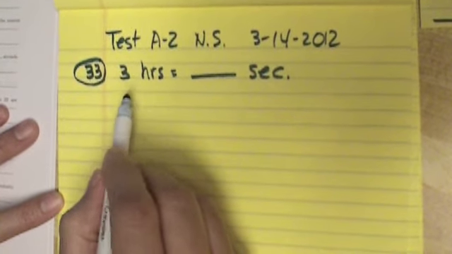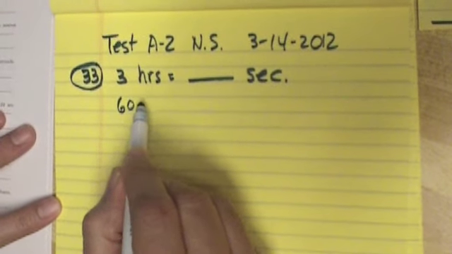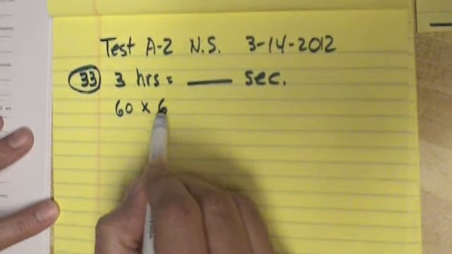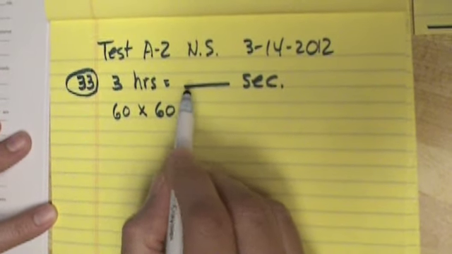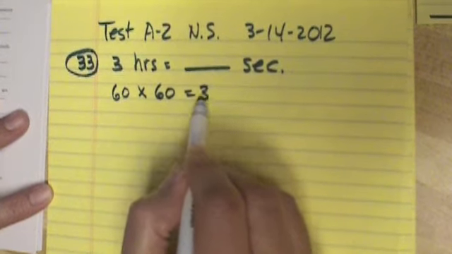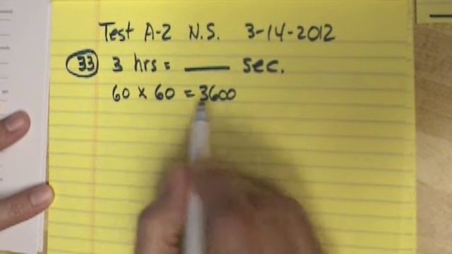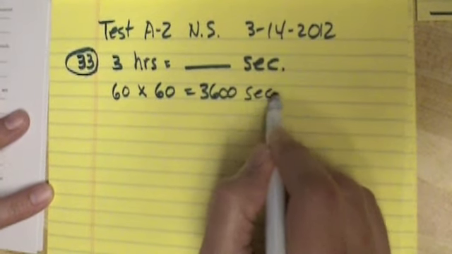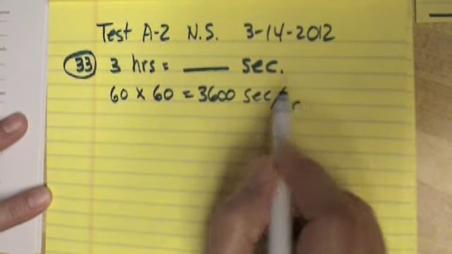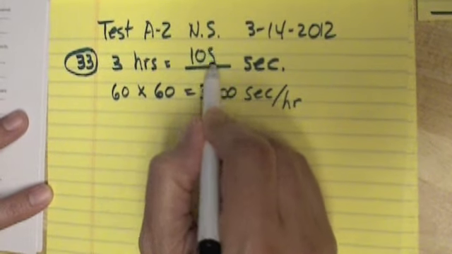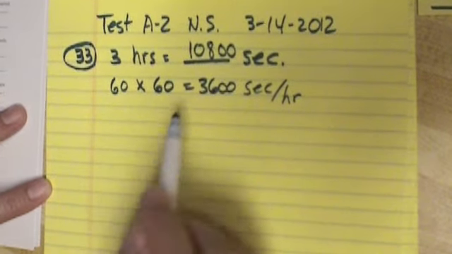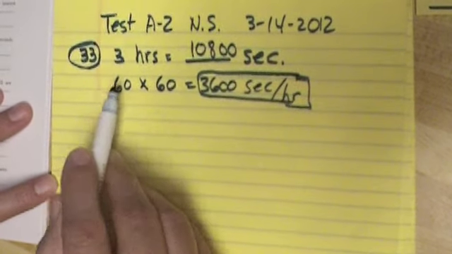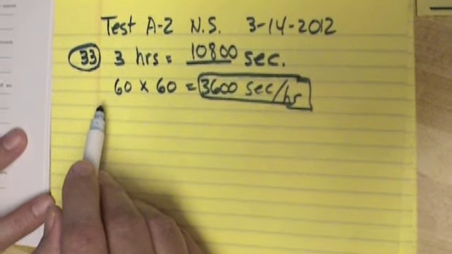And we know that there's 60 minutes per hour, and there's 60 seconds, so every hour has 3,600 seconds. There's 60 minutes per hour and there's 60 seconds per minute, so 3,600 seconds per hour. So if you multiply 3 times 3,600, that's 10,800. So just memorize 3,600 seconds per hour, and that will simplify that problem.